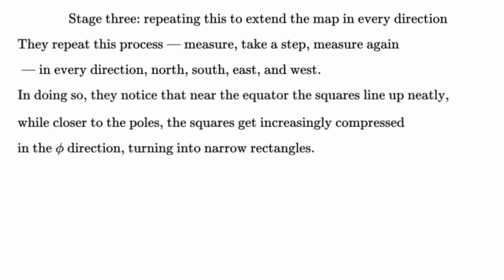Stage 3. Repeating this to extend the map in every direction. They repeat this process, measure, take a step, measure again, in every direction, north, south, east, and west. In doing so, they notice that near the equator the squares line up neatly, while closer to the poles, the squares get increasingly compressed in the phi direction, turning into narrow rectangles.